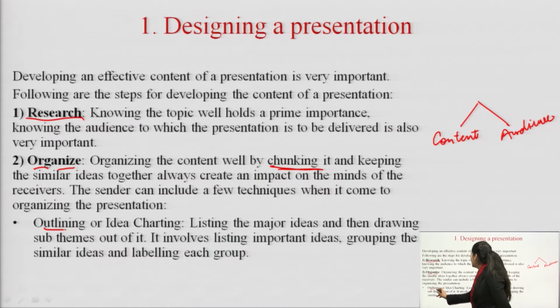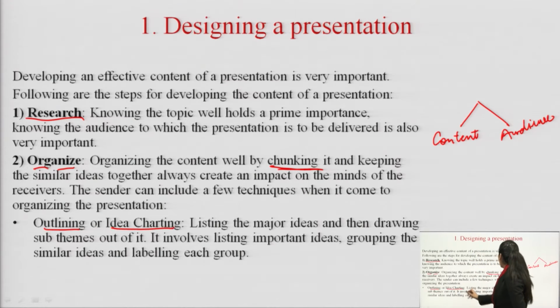Number one is outlining or idea charting. Now, what is outlining or idea charting? It is breaking the ideas into some major topics and then converting those topics into groups, and then listing the similar groups together. This is called outlining or idea charting.